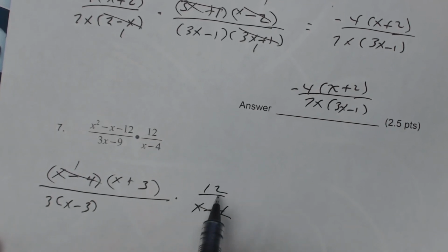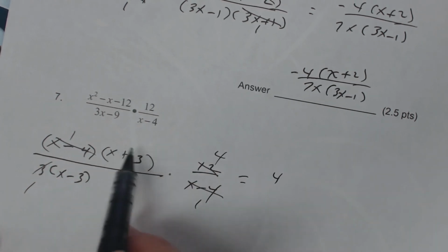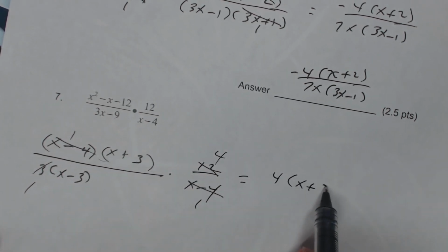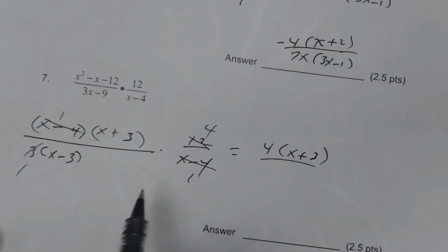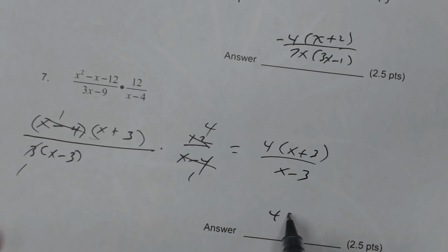The next factor is a 12. That 12 will reduce to this 3. So 3 into 3 is 1. 3 into 12 is 4. And so you're done. The answer is going to be 1 times 4 is 4 times this factor x plus 3 divided by 1 times x minus 3 times 1 is x minus 3. So there's your answer.